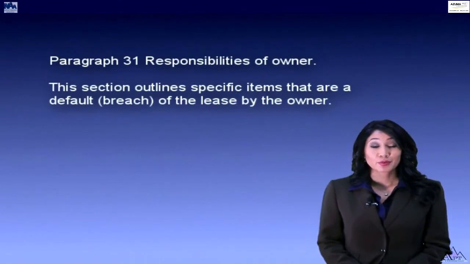Paragraph 31, responsibilities of owner. This section outlines specific items that are a default, breach of the lease by the owner. It also outlines remedies available to the resident if the owner defaults on the lease.